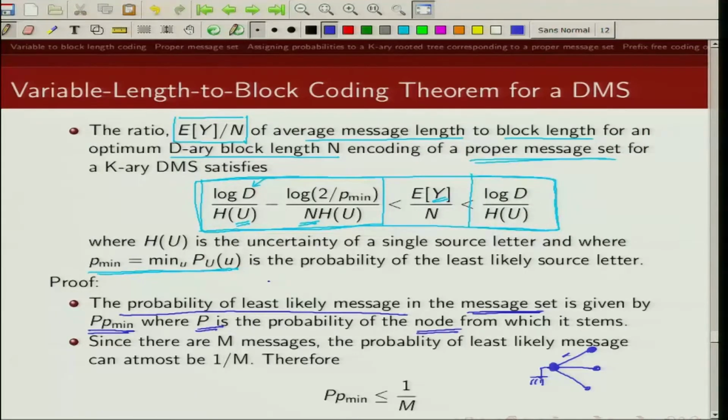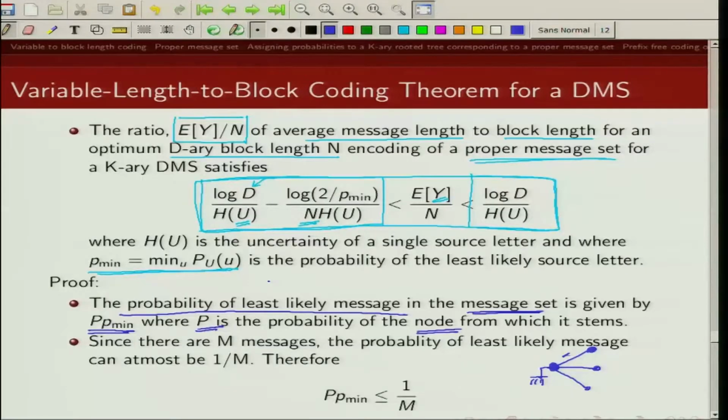Now since we have total m messages, this probability of the least likely message must be less than or equal to 1 by m. So the probability of the least likely message in a proper message set is less than or equal to 1 by m.